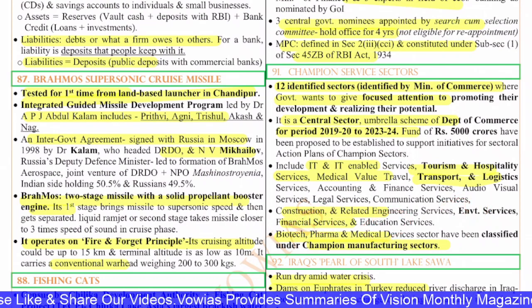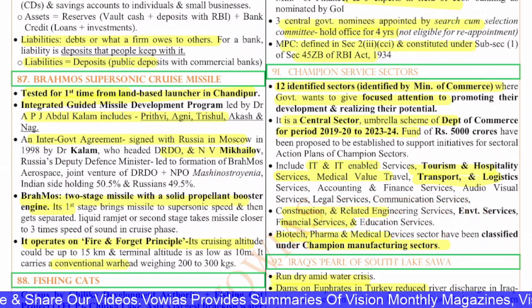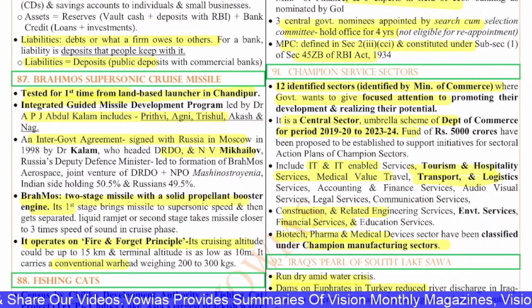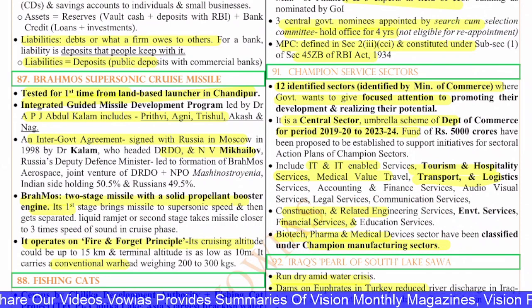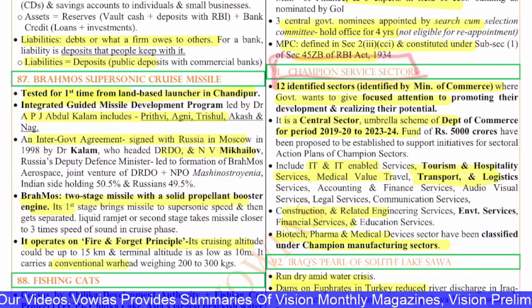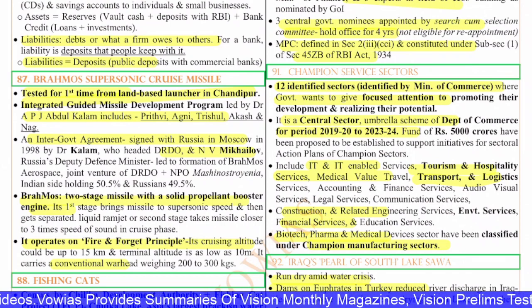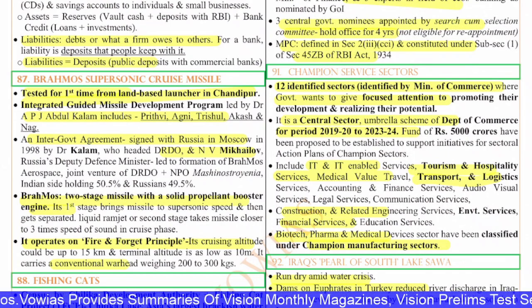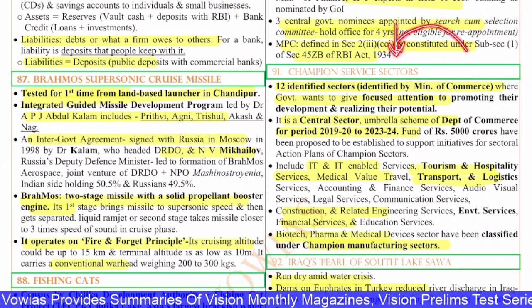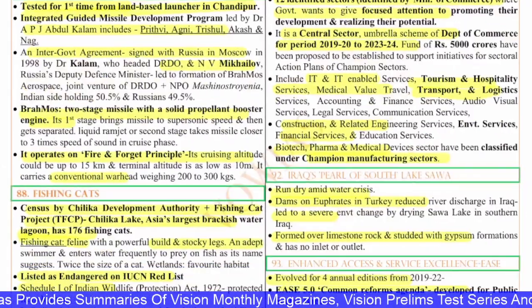Biotech, pharma, medical devices, they have been classified under the champion manufacturing sector. So the champion service sector is basically the sectors which are identified where the government has to give more attention, or the government is trying to give more attention, so that these sectors can be promoted and their full potential can be realized, because the service sector contributes hugely to the economy and it also has a huge potential as well. So that's what we are trying to tap on.